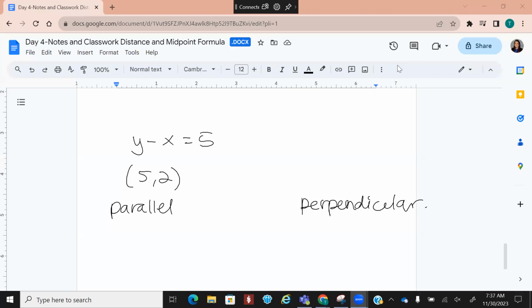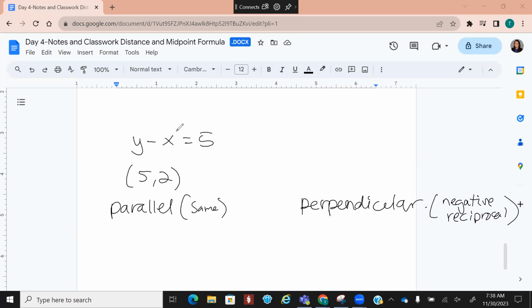Okay, so you're going to have a line, and then you're going to have a point, and it's going to say, write an equation that's parallel, and then it's going to say, write an equation that's perpendicular. Remember, parallel has the same slope, and perpendicular has the negative reciprocal. That is where you flip the fraction.